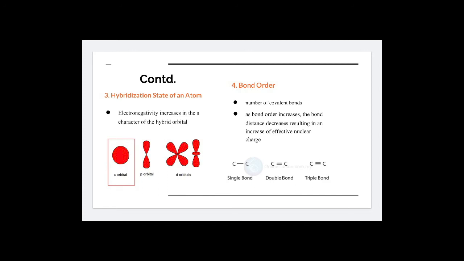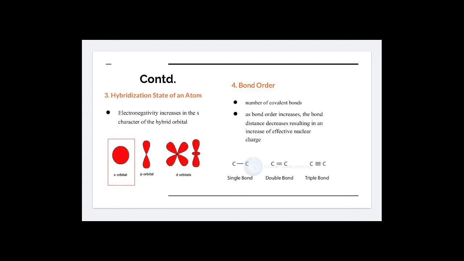Number 4 is bond order, which is the number of covalent bonds. As bond order increases, the bond distance decreases, resulting in an increase of effective nuclear charge. As we know, a higher effective nuclear charge results in a higher electronegativity. This basically means that as the number of bonds between two atoms increases from a single to a double or triple bond, so does the electronegativity.